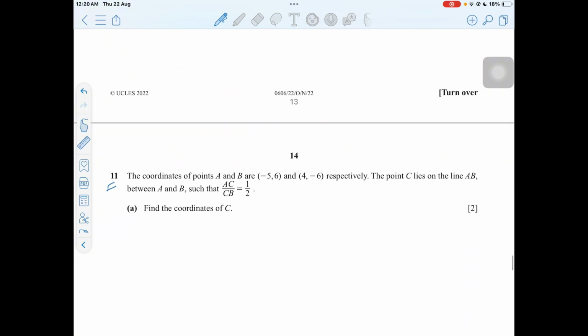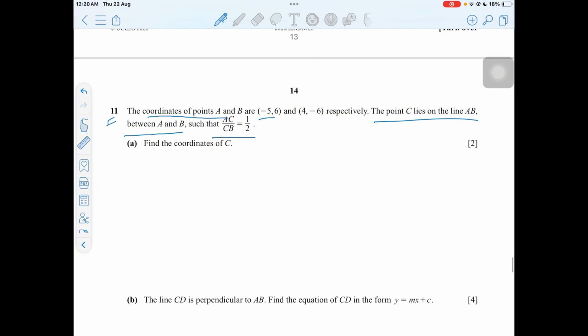Now moving on to question 11, we have the coordinates of a point. The point C lies on the line AB such that AC upon CB is 1 upon 2, right? So there are basically 3 parts.